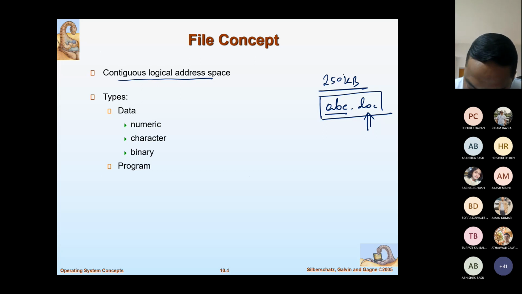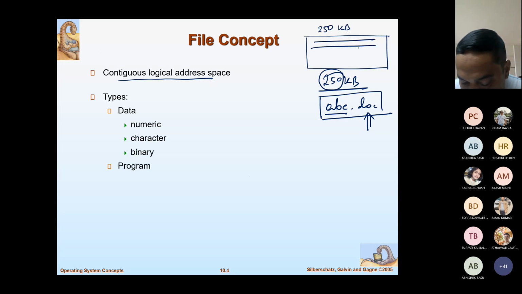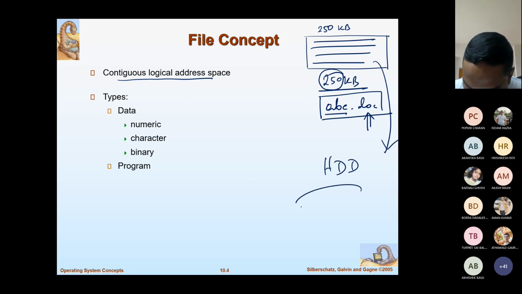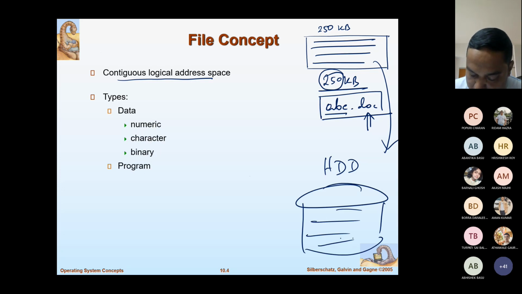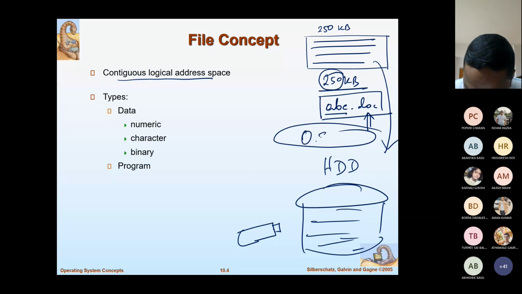So this 250 KB space, you are feeling it is a contiguous space, a contiguous 250 KB space where the data is stored. But in a low-level hard disk, you don't know how it is actually stored. Even you don't know whether this 250 KB file is stored in your hard disk or maybe in a separate type of drive like a pen drive or something like that. So you are unaware of the fact because this is being abstracted by the operating system.